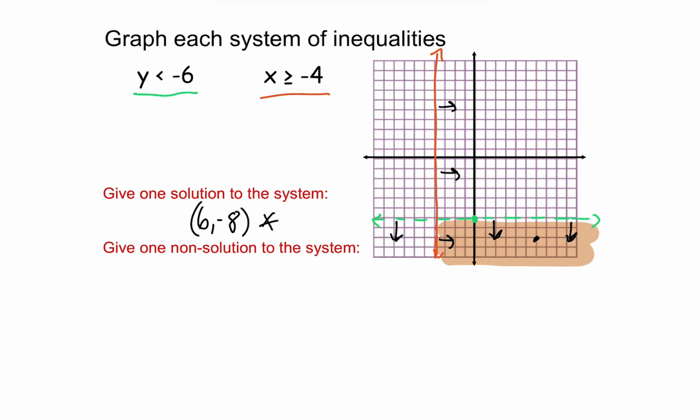There's an unlimited number of solutions you could give to this situation. So like this point right here also works. That's -4, -8. It's on the line, but it's on the solid line. Like if I said this point right here at 0, -6, that one does not work. Even though it's on the line, it's on the dashed line, and so it's not part of the shaded region.